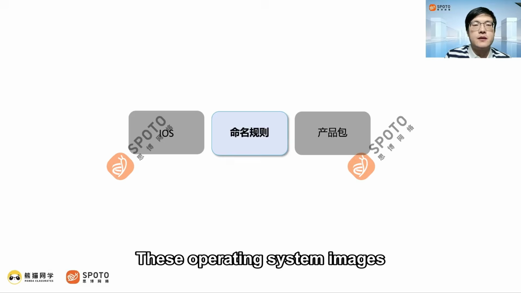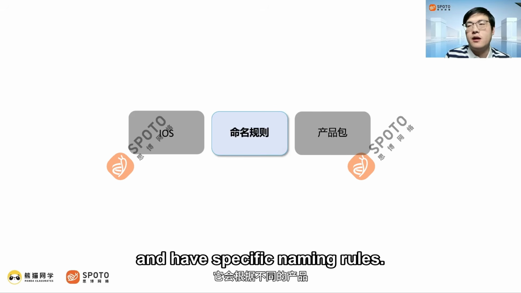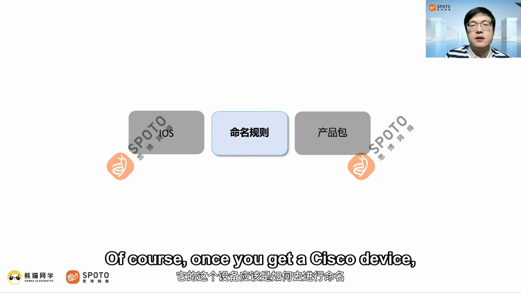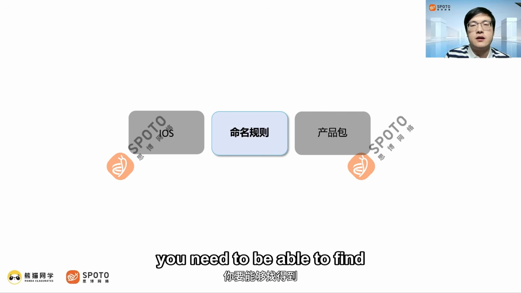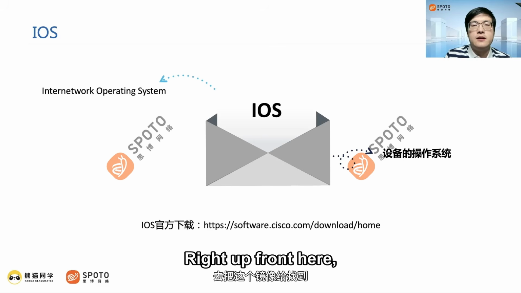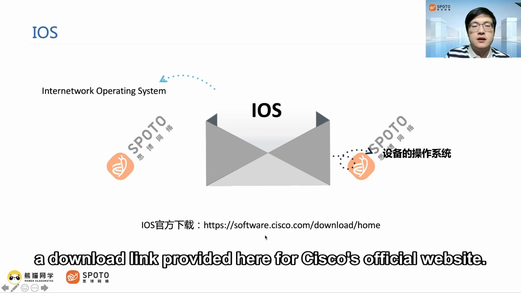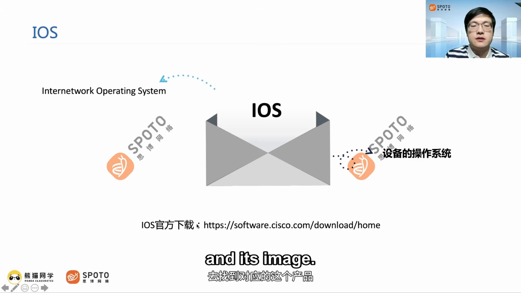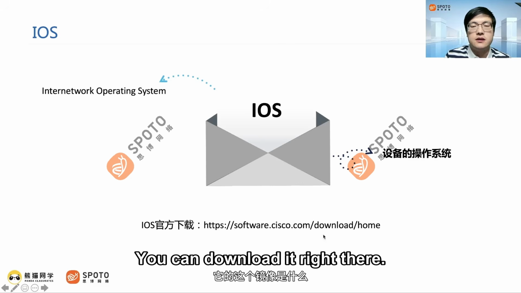These operating system images will follow different product lines and have specific naming rules. You also need to know how its devices are named. Of course, once you get a Cisco device, you need to be able to find how to go to Cisco's official website and locate this image. Right up front here, we can see a download link provided for Cisco's official website. You can go to this link to find the corresponding product and its image. What is the image? You can download it.